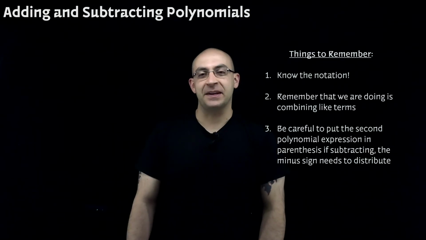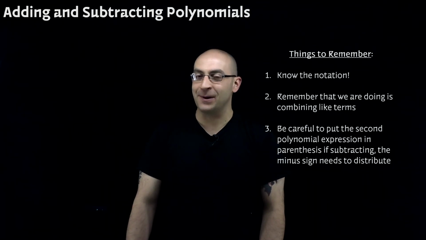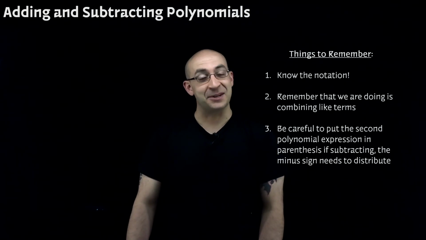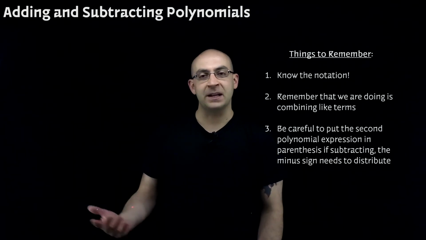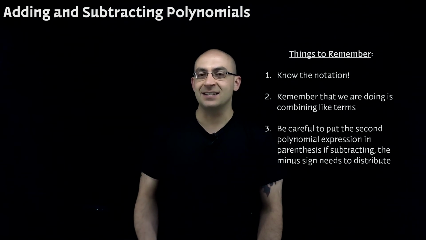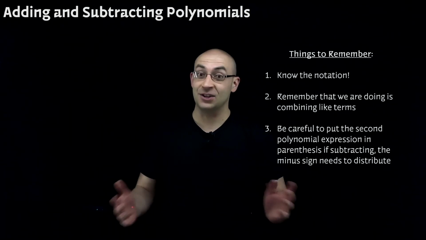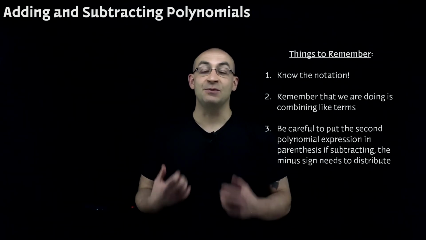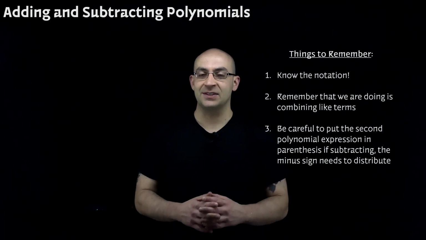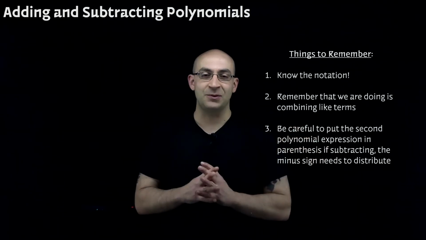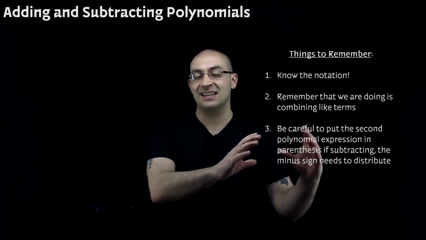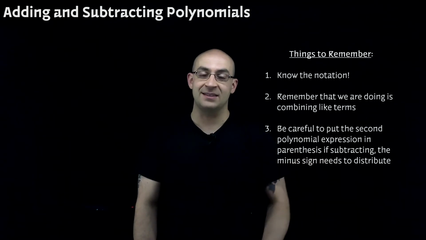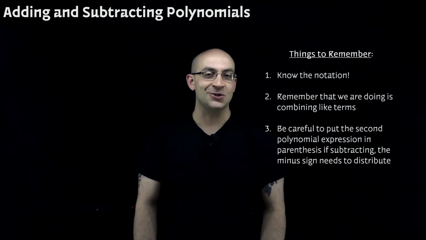Things to remember about this video. Number 1, know the notation. Function notation can kind of creep out of nowhere if you're not ready for it. Number 2, remember that all we're doing here is combining like terms. That's it. Just because the function notation looks a little strange doesn't mean we are deviating from the fact that we're just combining like terms. And then number 3, when we subtract, be really careful on where to put parentheses. You can put everything in the parentheses if you want, but really we just need that second set after the minus sign to have parentheses so we can distribute correctly.